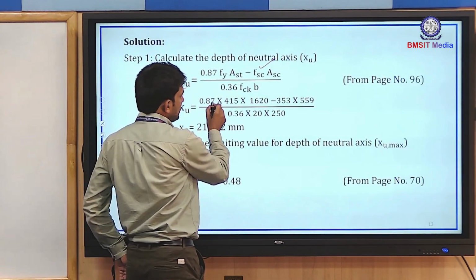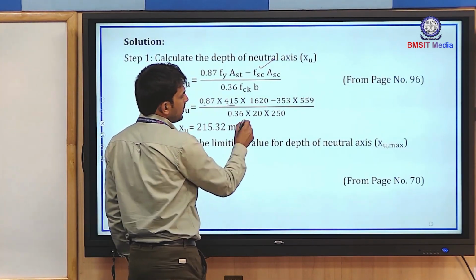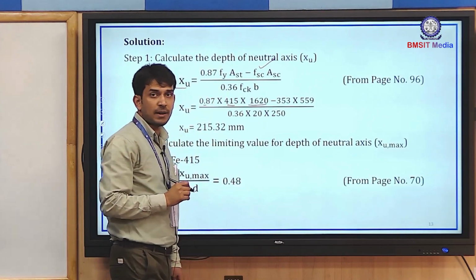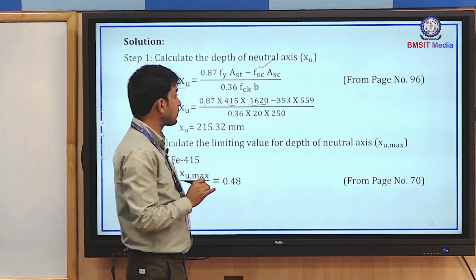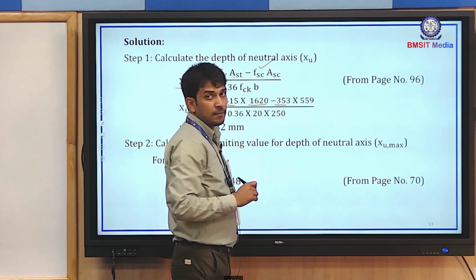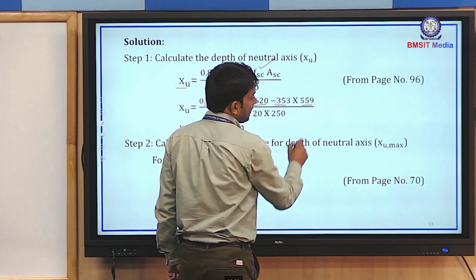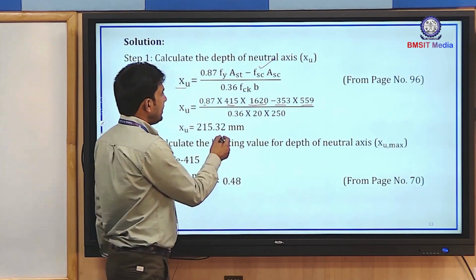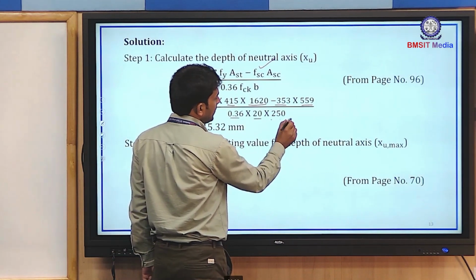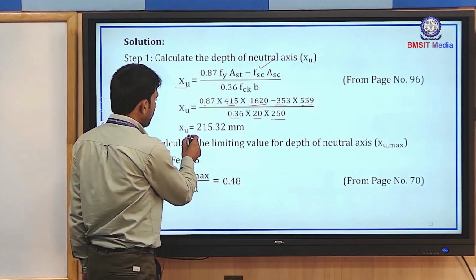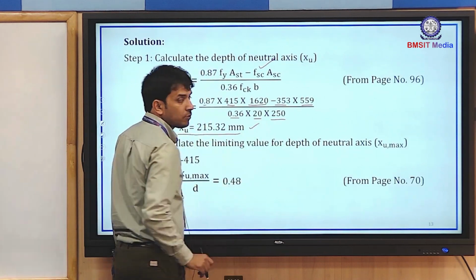So 0.87 fy, fy is 415 given to me, Ast is 1620 mm square, fs is 353 Newton per mm square, Asc is 559 mm square, it is also given to me, 0.36 fck with fck 20, and b is 250. So this is how I am getting xu is 215.32 mm.